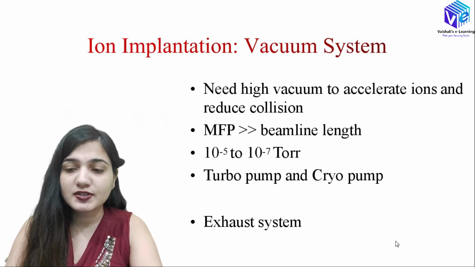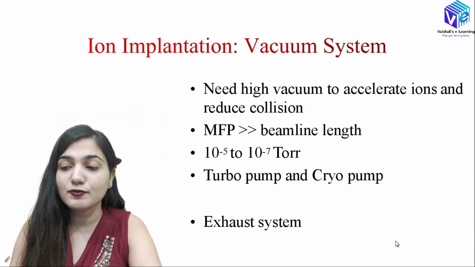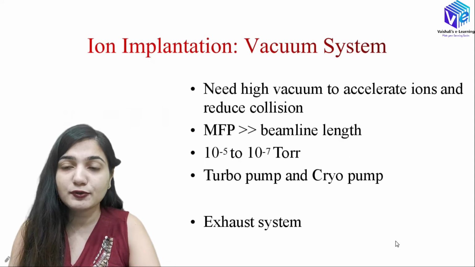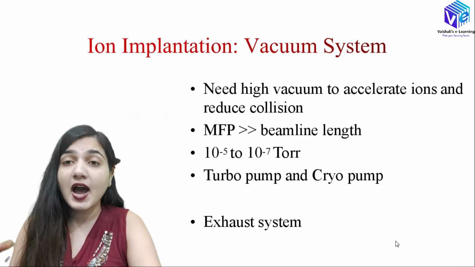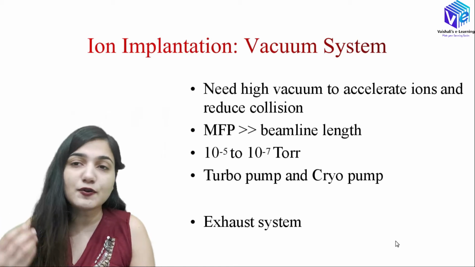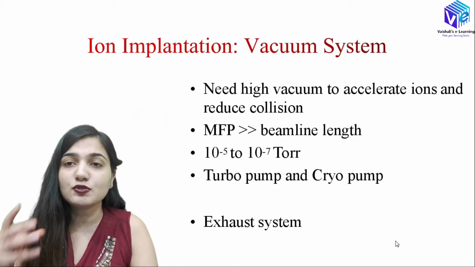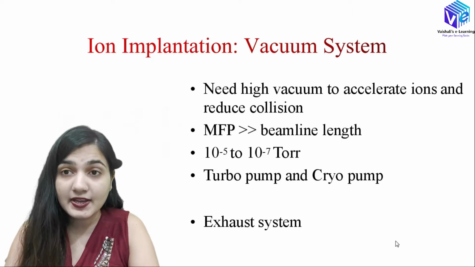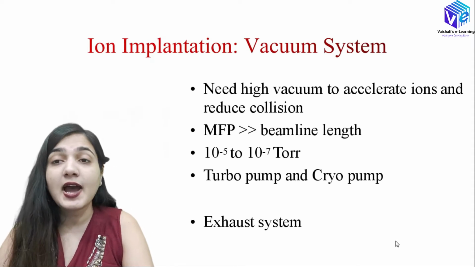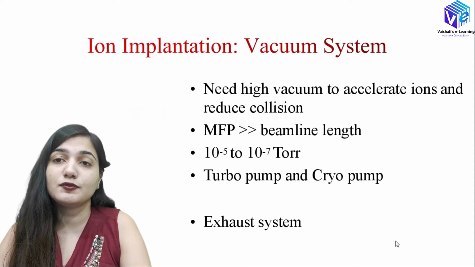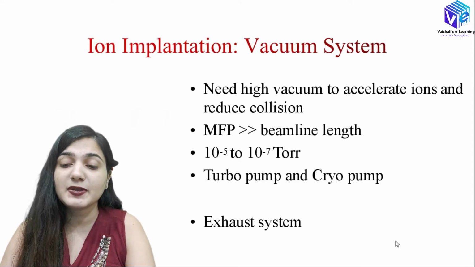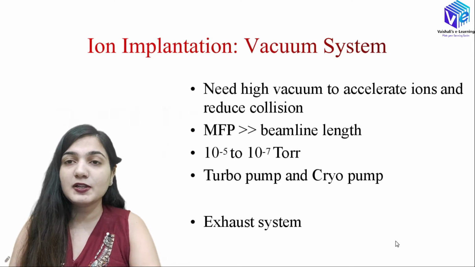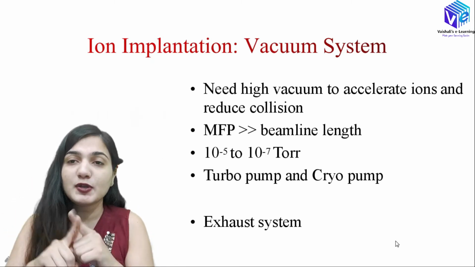Now coming to the vacuum system. In the vacuum system, we require high vacuum to accelerate the ions and also to reduce collisions. I have already told you that the ions can react with a lot of surrounding gases and a lot of particles. To avoid this possibility, we have to use the vacuum. If I have a higher mean free path, then I can use the vacuum system. To create this higher mean free path, the mean free path must be much greater than the beamline length, so that two ions will not collide with each other.